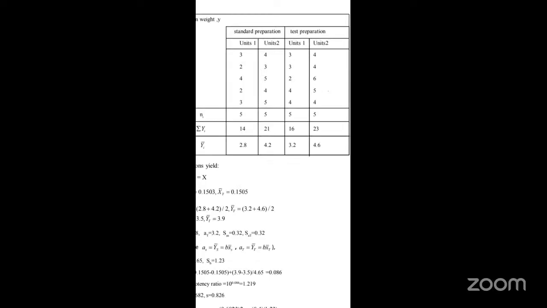So here are the standard preparation and test preparation, unit 1, unit 2, unit 1, unit 2. We can calculate the x bar mean and y bar mean, and s square, which is the pooled variance, and the regression coefficient, with the formula r equals sigma x y by sigma x squared. Here x and y values are given, and from this we can calculate r values. Please go through this. The table shows the standard preparation and test preparation values given for unit 1, unit 2, unit 1, unit 2.